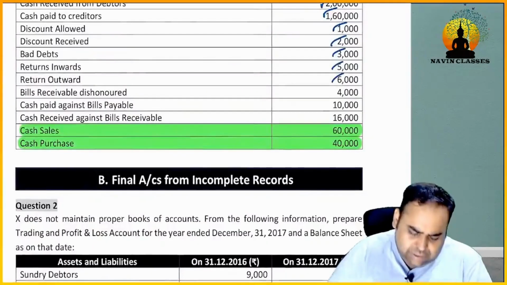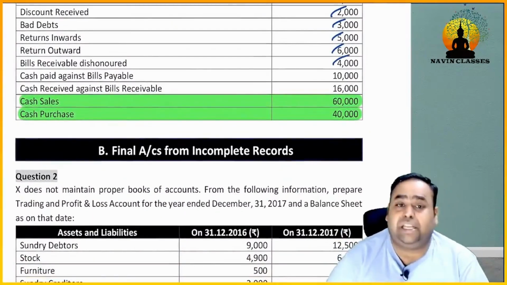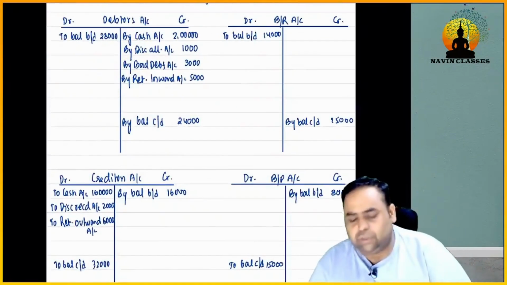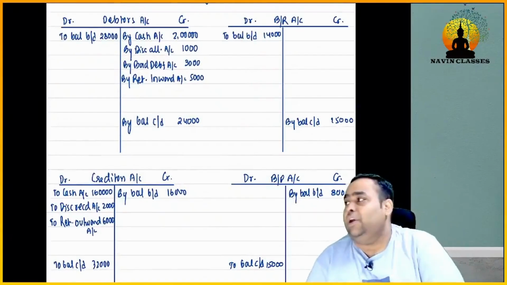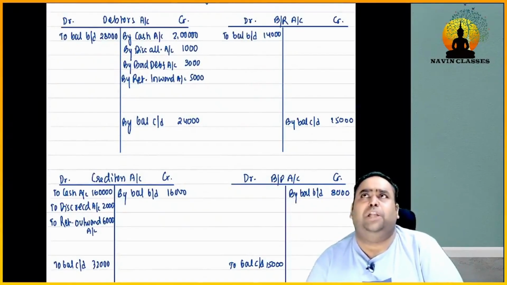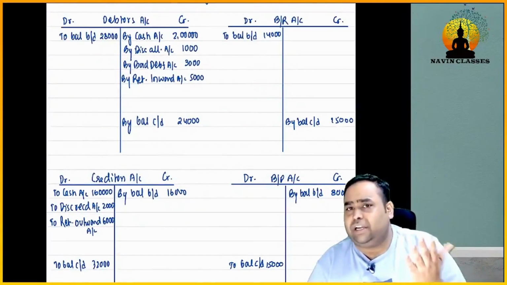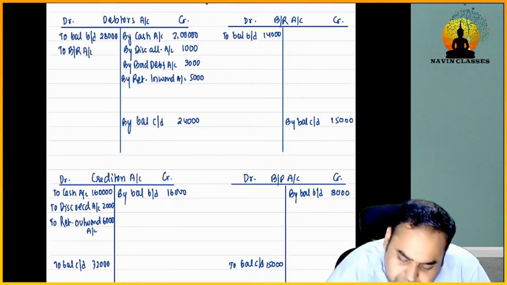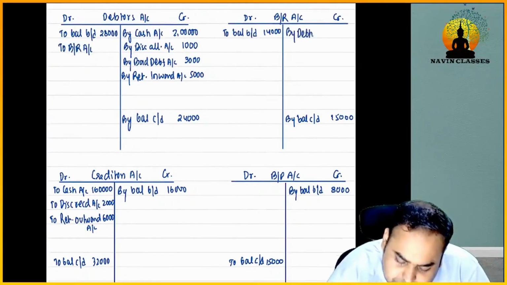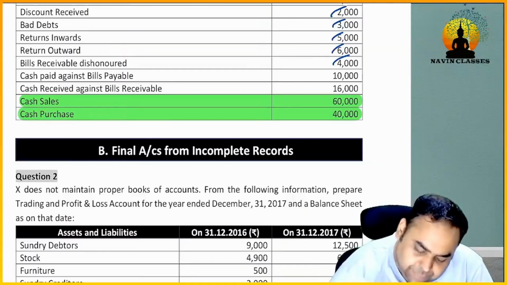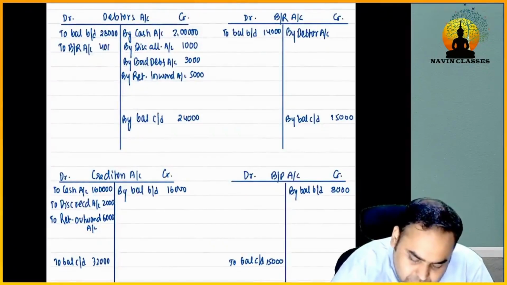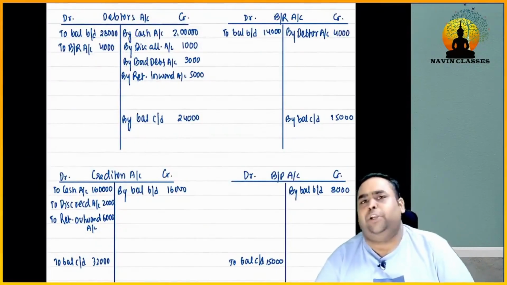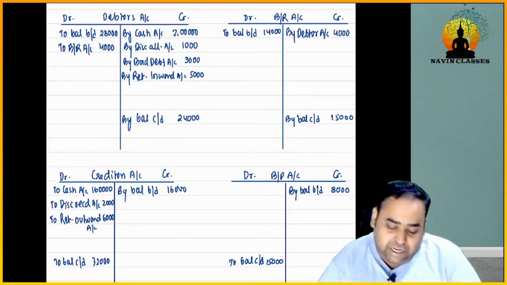Let's move on. Bills receivable dishonored. You have to explain this properly. If BR is dishonored, then what is the entry? The entry will be debtor account debit to BR for bills receivable dishonored. In debtor it will be to BR, and in BR write by debtor, 4,000. Bills receivable dishonored for 1,000. Debtor account debit to bills receivable. We studied this in bills of exchange chapter.